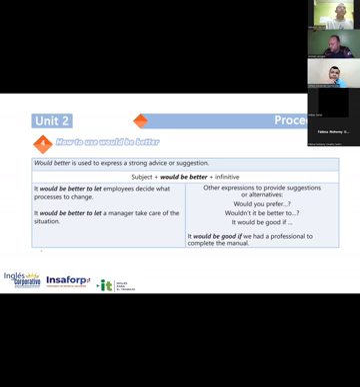Yeah, would be better. Then we also have other expressions to provide suggestions or alternatives. Yeah, so we have, would you prefer, wouldn't it be better to, it would be good if. And we have one example. It would be good if we had a professional to complete the manual. Okay, so we have those expressions. Now we are going to cover one by one, okay?